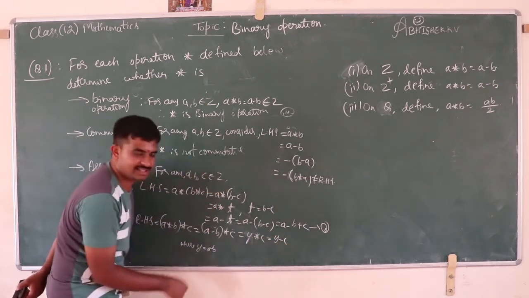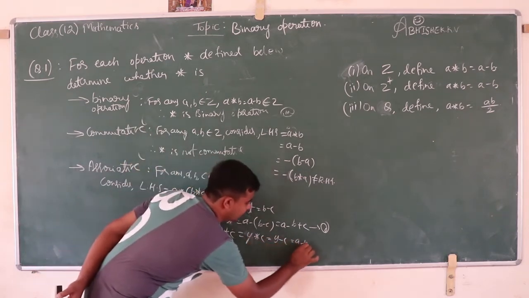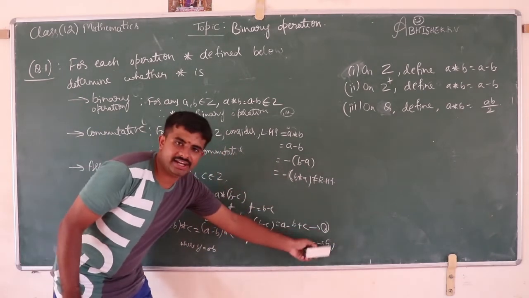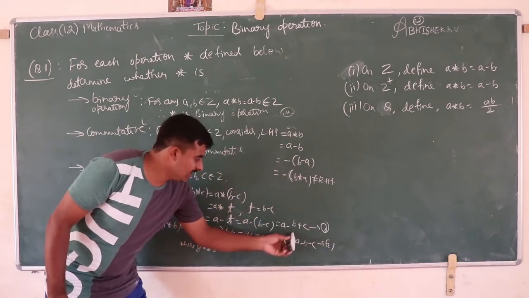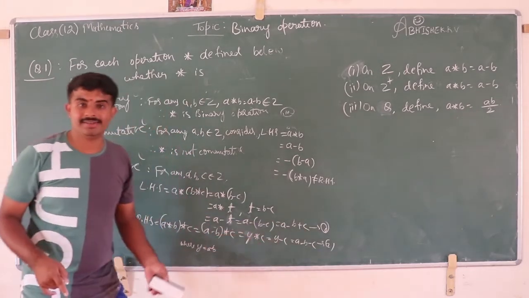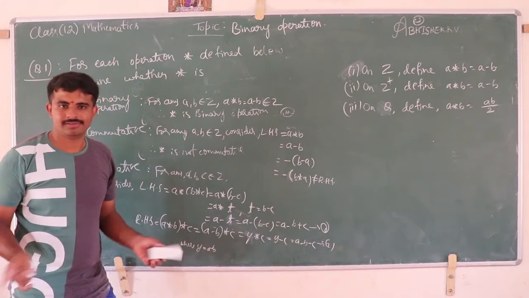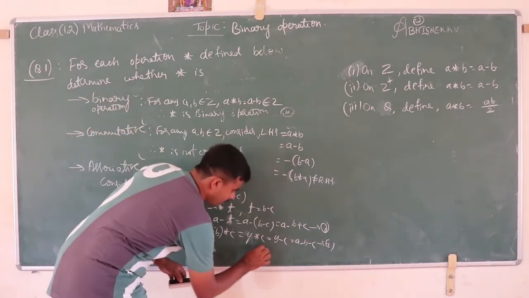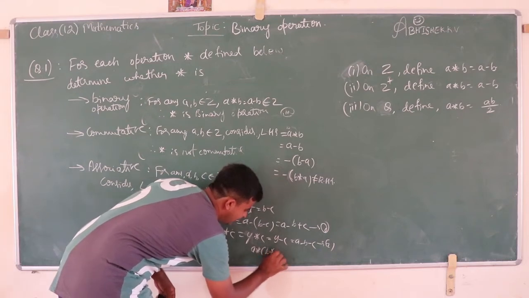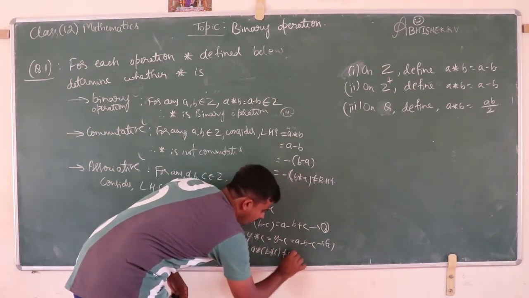It is Y minus C. Replace Y: A minus B minus C. Call this equation 2. Observe 1 and 2. From 1 and 2, is A minus B plus C equal to A minus B minus C for any integers A, B, C? No, right? Therefore, from 1 and 2, A star (B star C) is not equal to (A star B) star C.